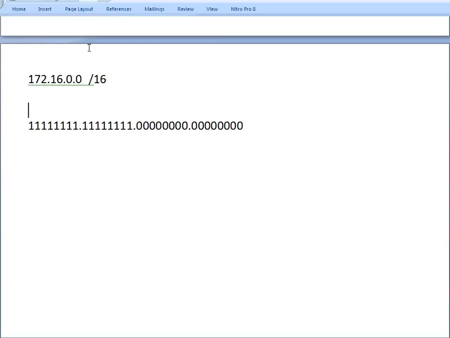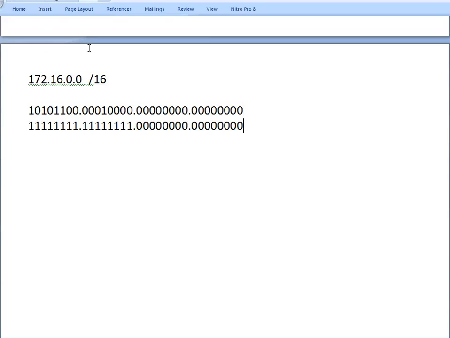Okay, now I'm going to convert 172.16.0.0 into binary. So 172 is 10101100. That's 128, 160, 168, 172. And 16 is 00010000, and the rest are all zeros.